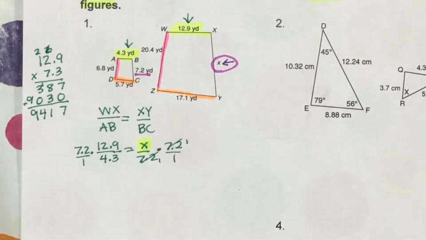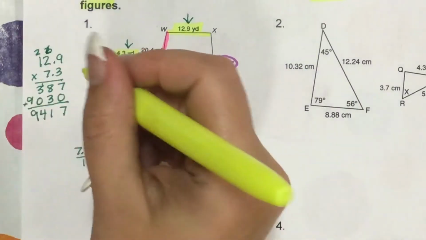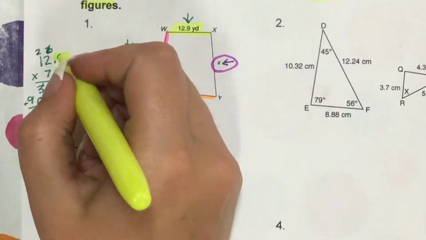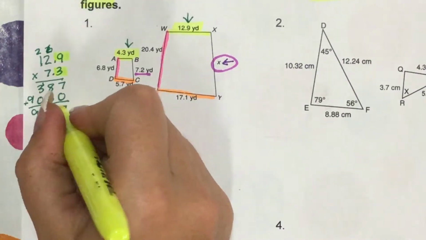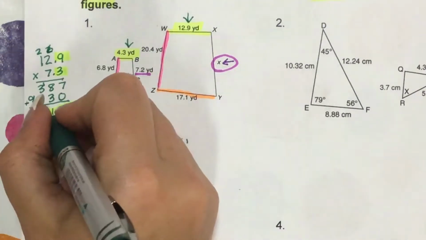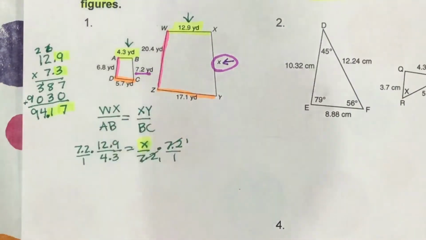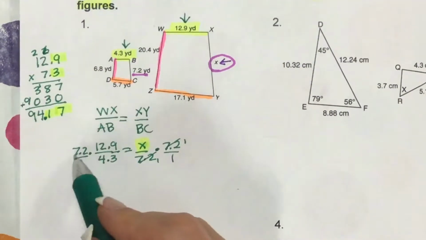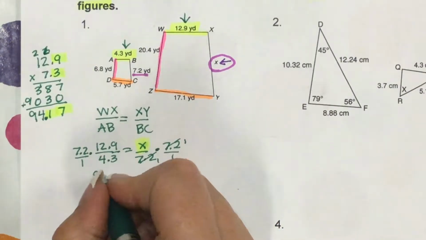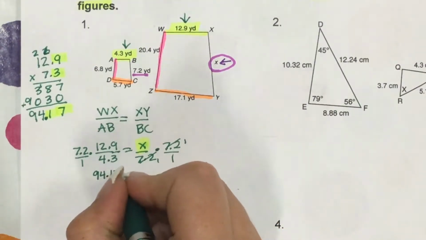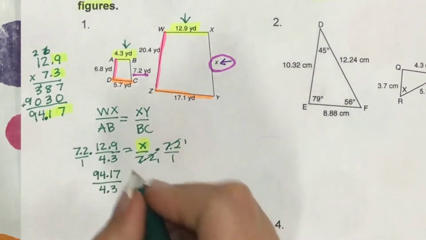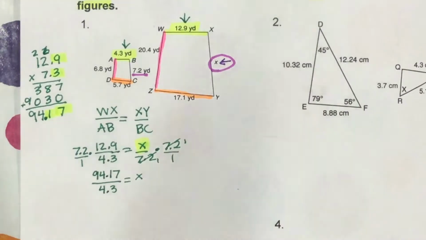Now, since I'm multiplying decimals, I have to count up the decimal places. There's 1, there's another one, so that's 1, 2. So my answer has to have 2 decimal places. So my decimal's going to go right here, 94.17. So that's what 7.2 times 12.9 is: 94.17. And then I'm just going to divide that by 4.3, and that's what x is going to equal.